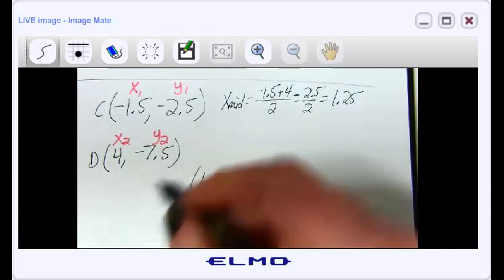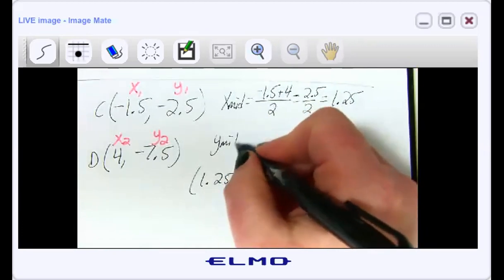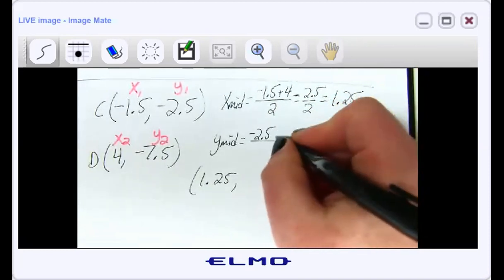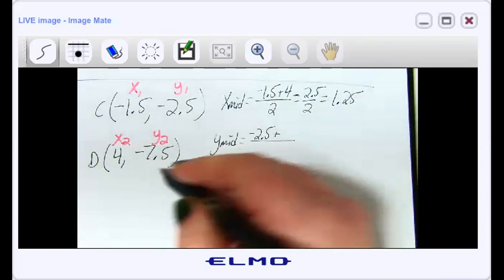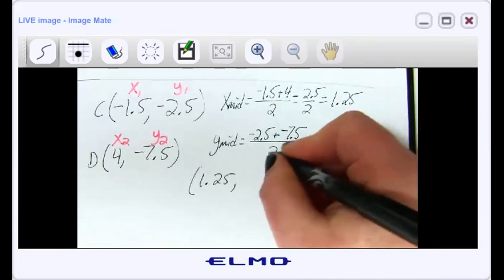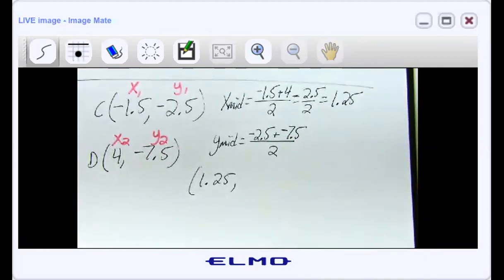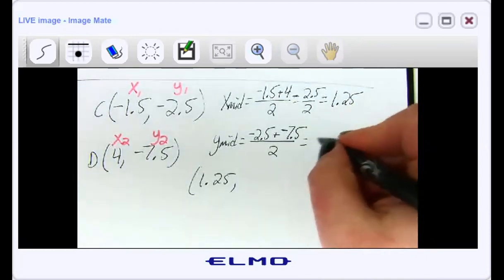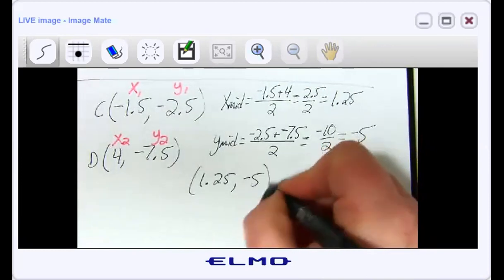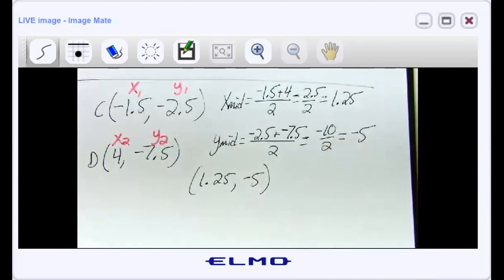Well, let's figure it out. So I'm going to do the same thing for y. So to find y of the midpoint, let's see here. y1 is -2.5. Plus, now I'm going to add to it another -7.5. Remember, if both things have negatives on them, you really just add them together and keep it negative. That's all. And that just so happens to be a -10. And -10 divided by 2 is -5. So I know the midpoint's going to land at 1.25 comma -5.